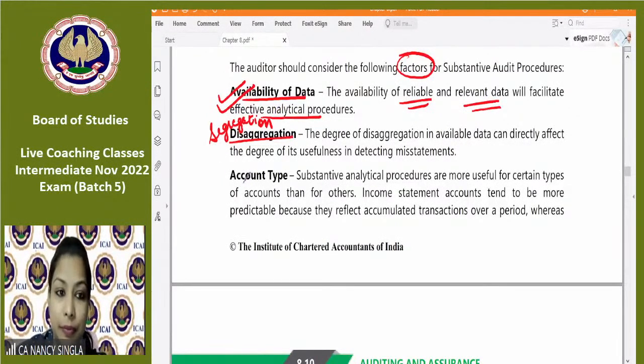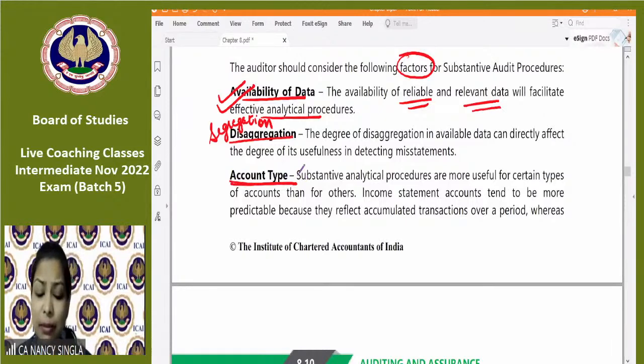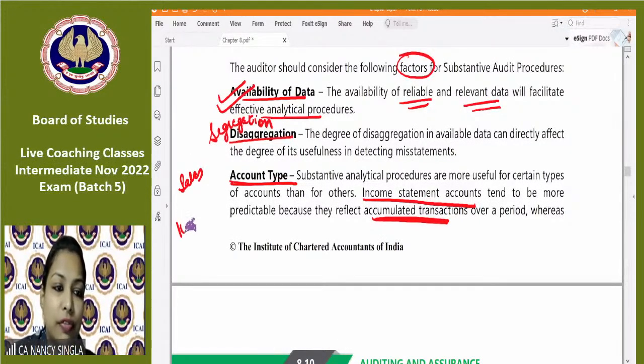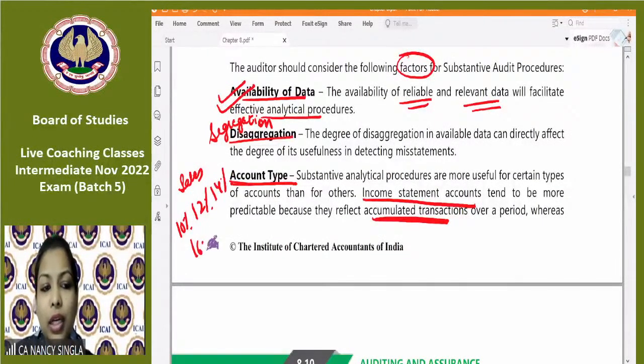Account type. Very simple, but just try to understand the examples. See, substantive analytical procedures are more useful for what? Income statement accounts, your P&L items. Why? Because they are accumulated transactions. You can see that purchases were this much last time and this much last to last year. Let's say sales have increased by 2% in each of the last 3 years. So this year the auditor will expect an increase of about that much.